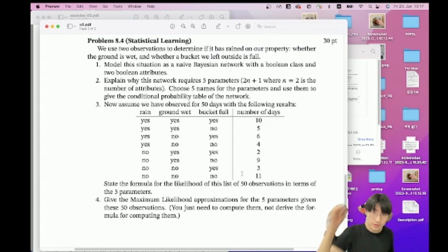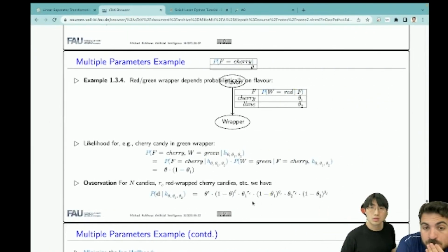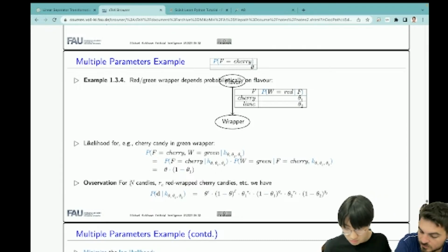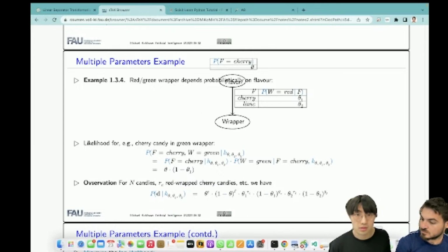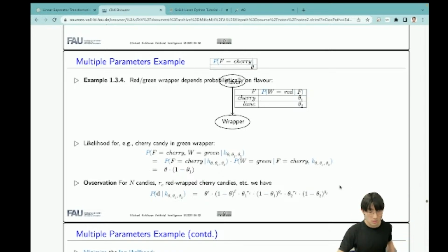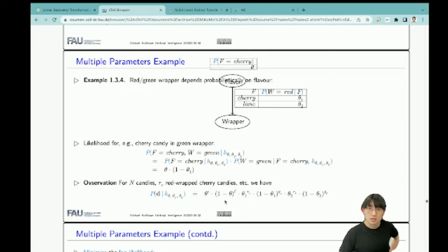Is it correct? Let me check. Do you have the solution? Here, this is the example, so we have no solution. There is no solution for this because it's a new problem, not from last semester. I checked. So I think we are right.